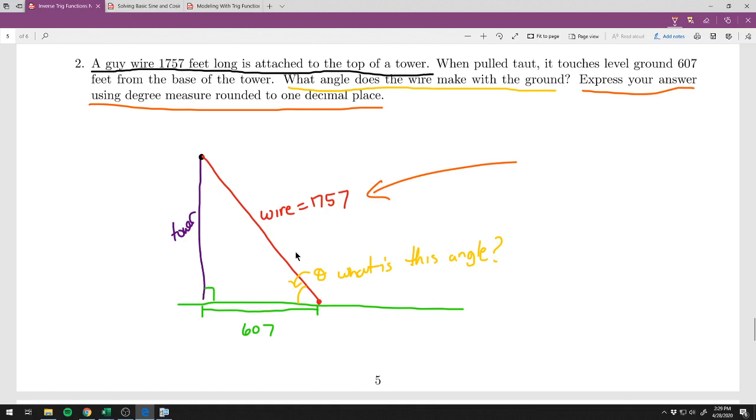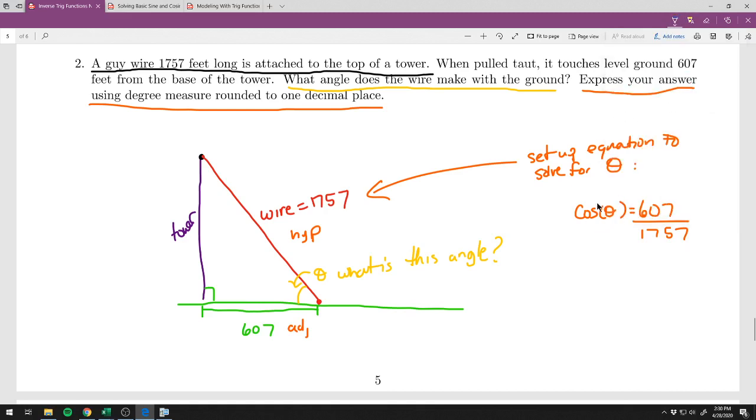Okay, so what we do is we want to set up an equation to solve for theta. And what you want to notice here in relation to theta, we have the adjacent and the hypotenuse side. We don't know how tall the tower is. We're not asked how tall the tower is. We don't care how tall the tower is. We just want to figure out theta. So we want to use cosine because we have adjacent and hypotenuse. We've got cosine of theta equals 607 over 1,757.